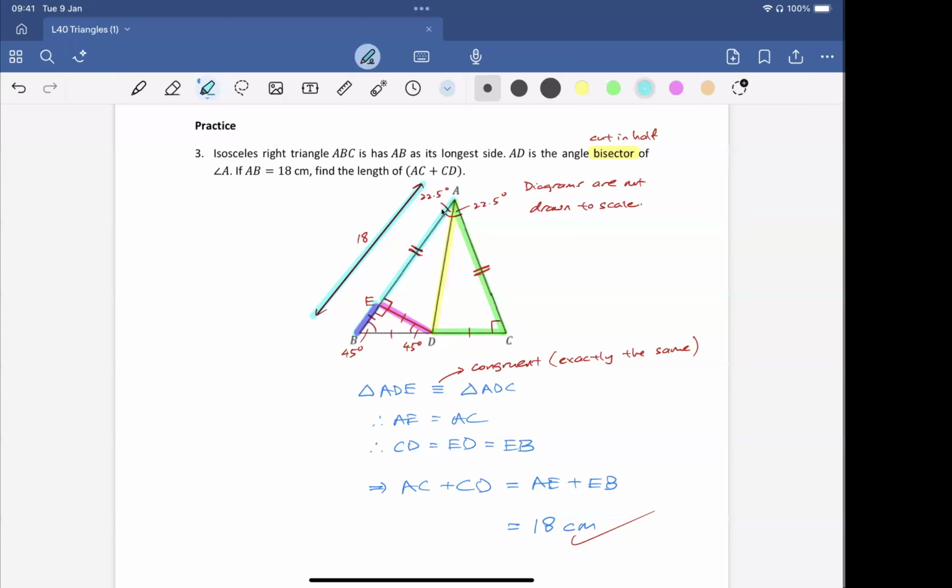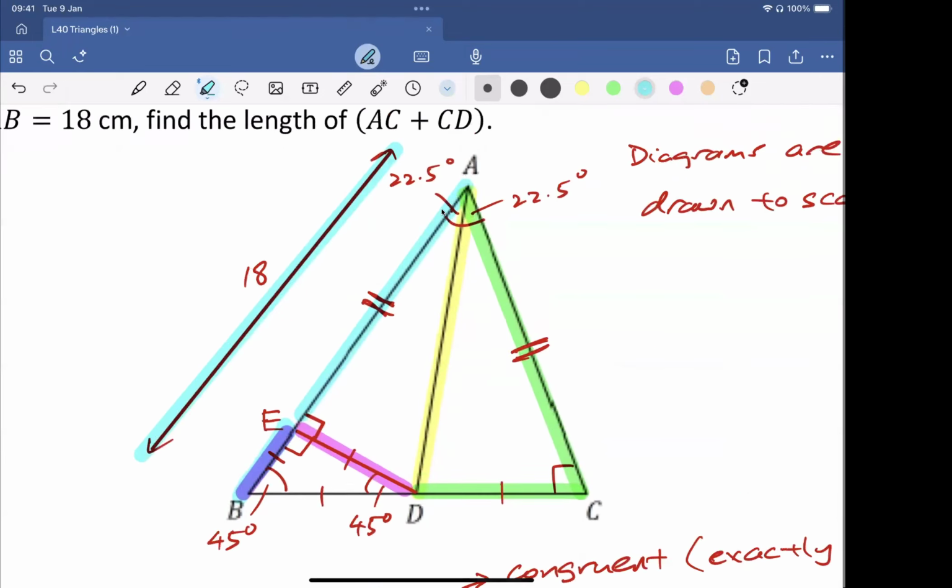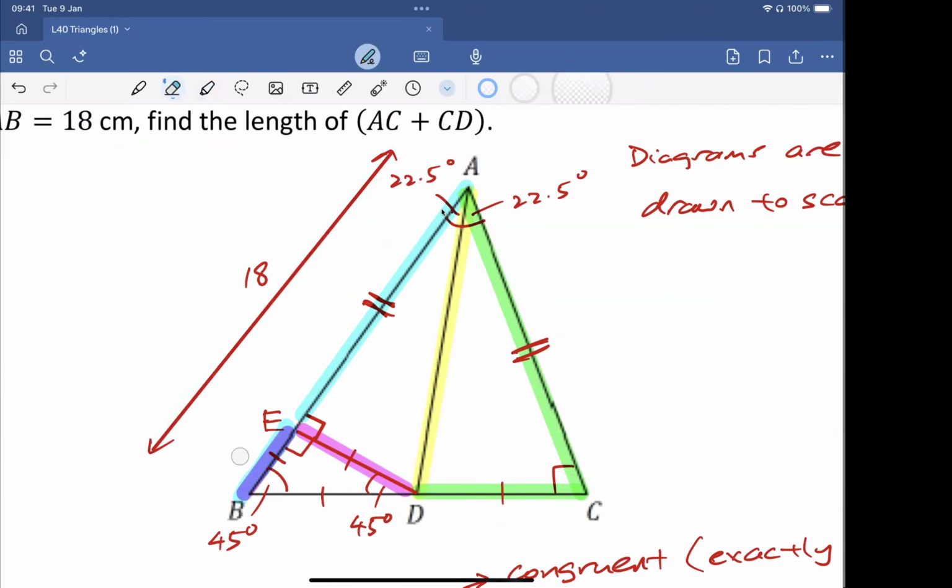I have a question. Can somebody tell me what is wrong with this question? What is wrong with this question? Okay, I'll let you look at the diagram more closely. Can somebody raise your hand? Tell me what is wrong. What is wrong with this question?